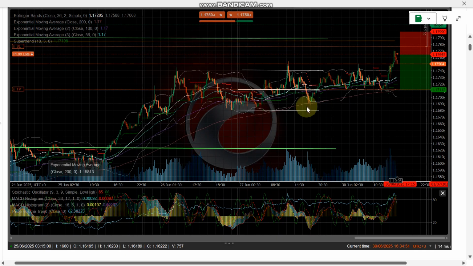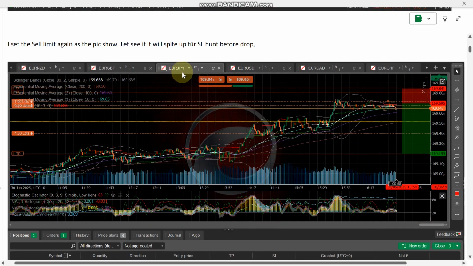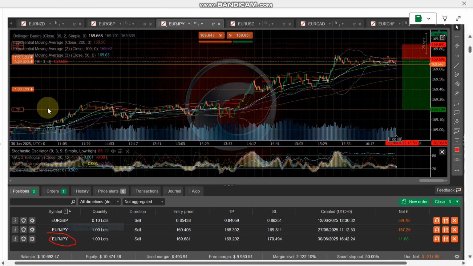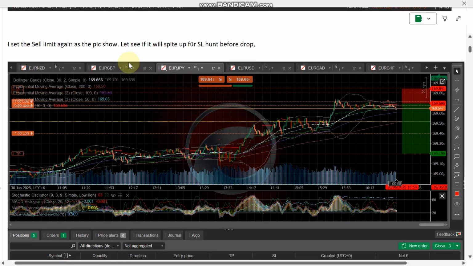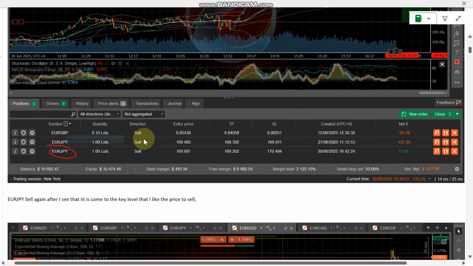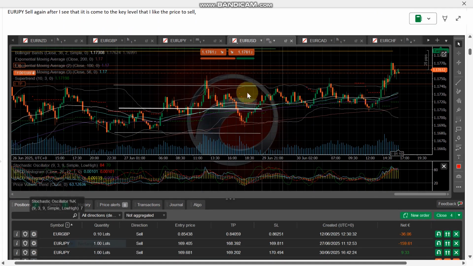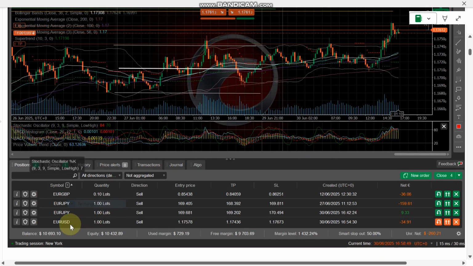I sell on this position as seen in the picture, and for the 1 minute picture, say how do I get in with an order, and that's Euro JPY. The result, it got me in the position, still running, not yet closed. That's Euro JPY, and then I jump to Euro USD, back to USD, Euro USD again.